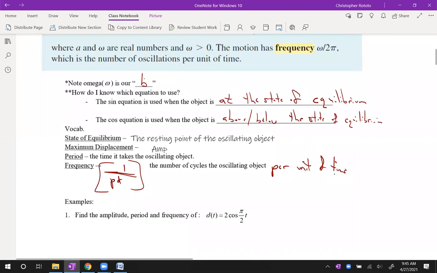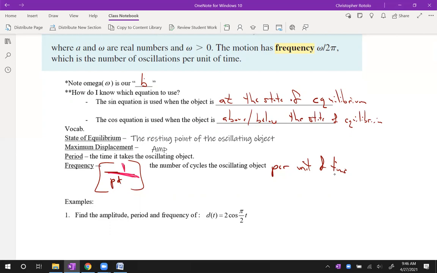State of equilibrium, resting point of the oscillating object. So whether it's a piston or a spring that goes back and forth, the maximum displacement, that's the amplitude. The period is the time it takes the oscillating object. And then the frequency, so this is the one that gets tied together. So here's what we're talking about, that reciprocal. It's 1 over the period, and that tells us how many cycles the oscillating object does per unit of time. If that's per minute, per second, think about the revolutions per minute for something in an engine.